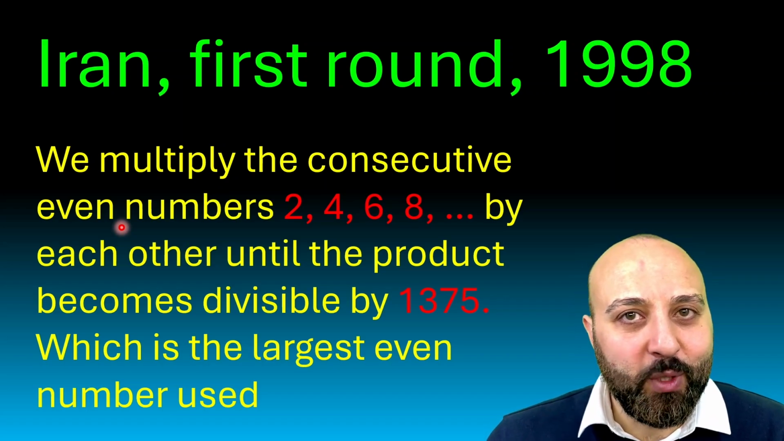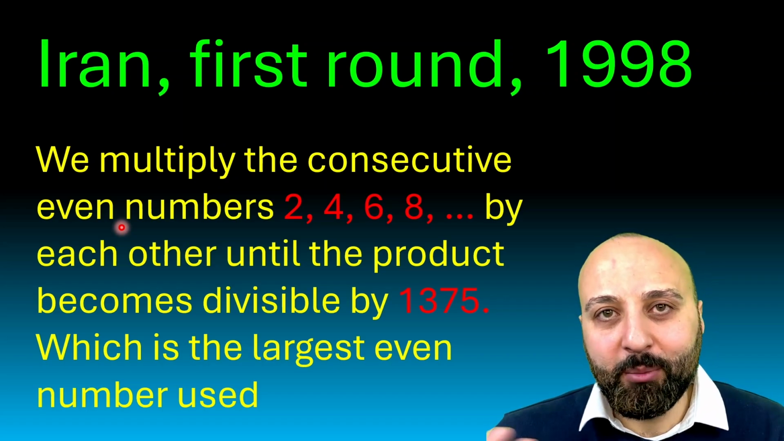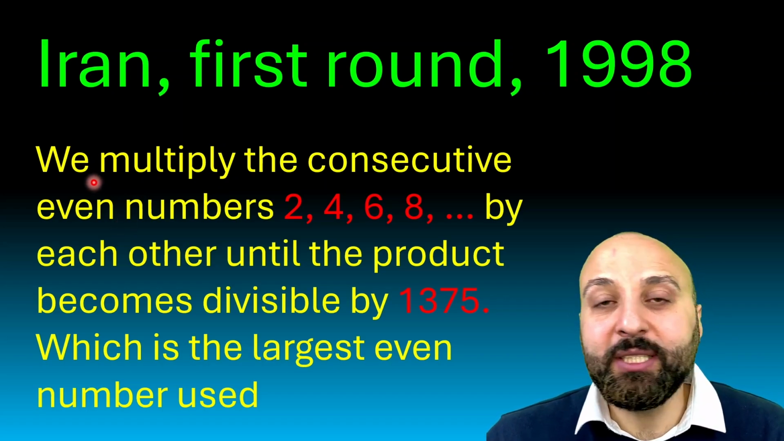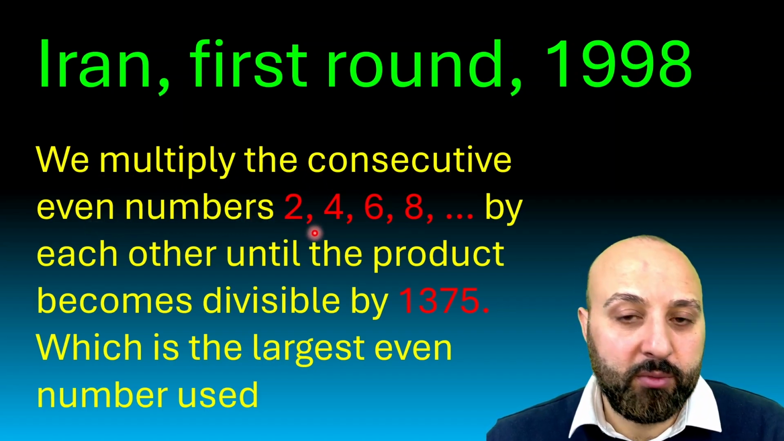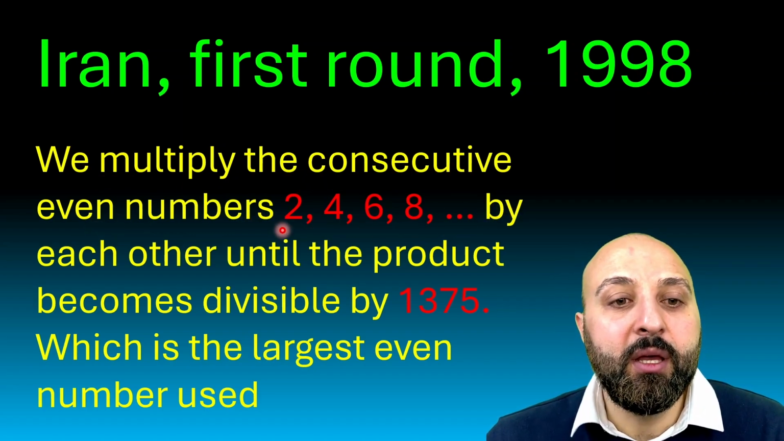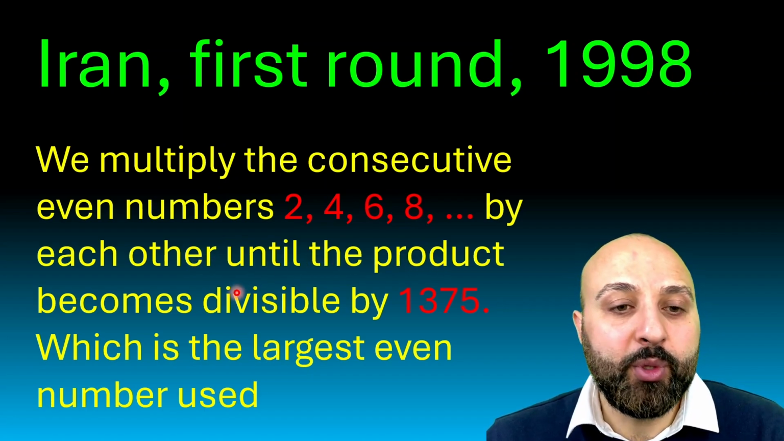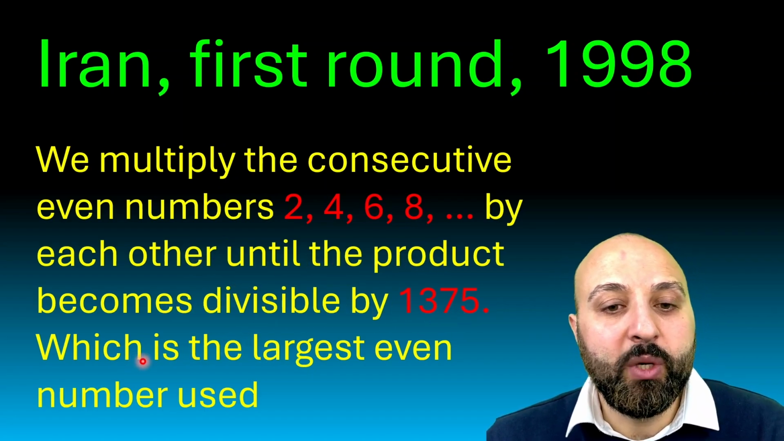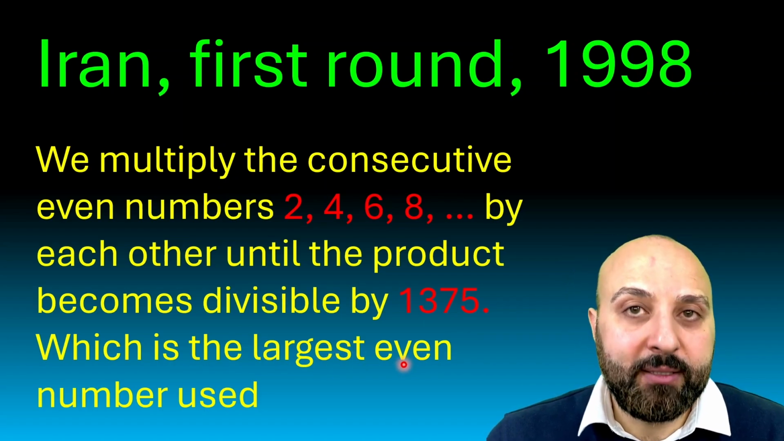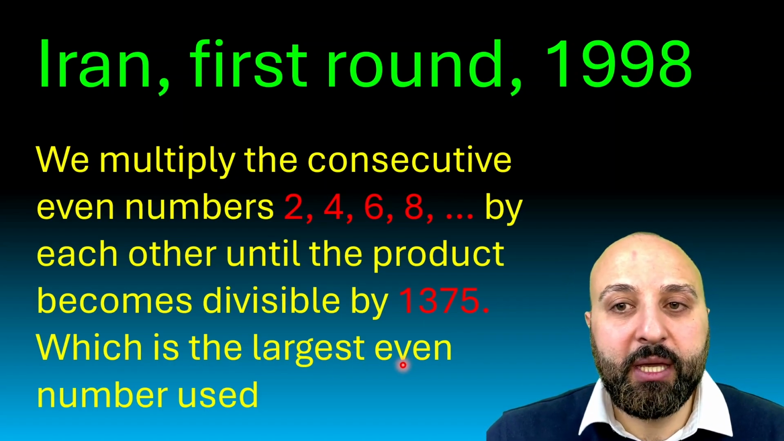Hi, here we have another question from Iran Mathematical Olympiad round number 1, year 1998. The question says, we multiply the consecutive even numbers, 2, 4, 6, 8, and so on, by each other until the product becomes divisible by 1375. Which is the largest even number that is used in this multiplication?